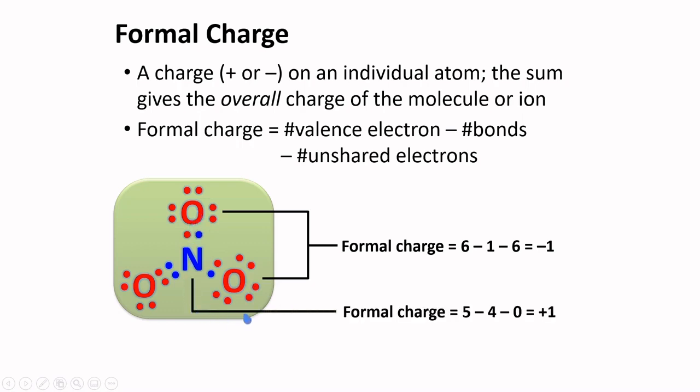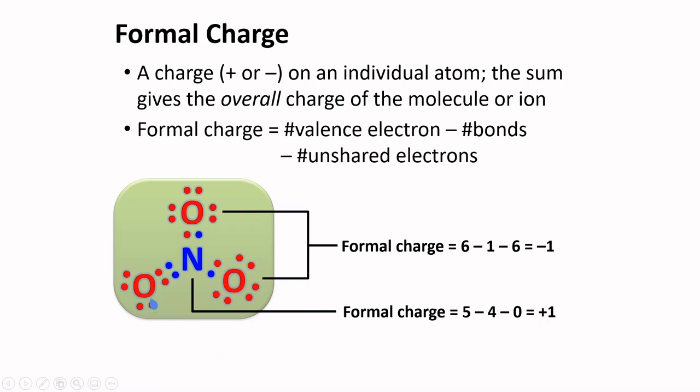For this nitrogen, the valence electron count is 5. The number of bonds to nitrogen is 1 bond here, another, and 2 bonds here, for a total of 4. There is no lone pair found in nitrogen, so we have here 0. Overall, there's a formal charge of positive 1 in nitrogen.